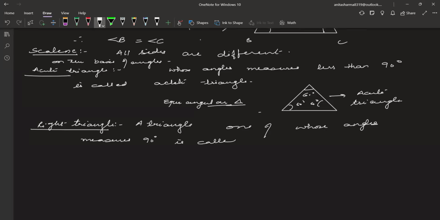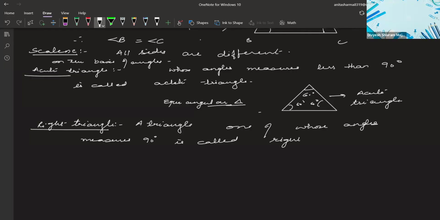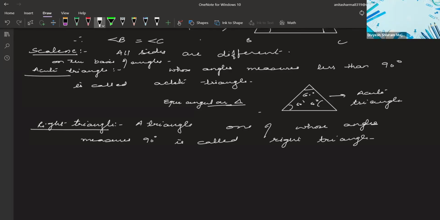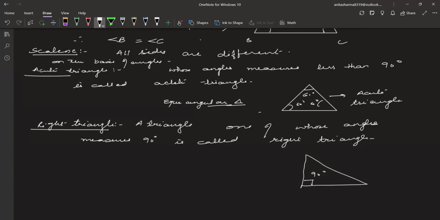And what do you mean by obtuse? Ma'am, an obtuse triangle has an obtuse angle. It has only one, right? Yes, ma'am. If it had two obtuse angles, it would not be a triangle. Whose angle measures more than 90 degrees is called obtuse.